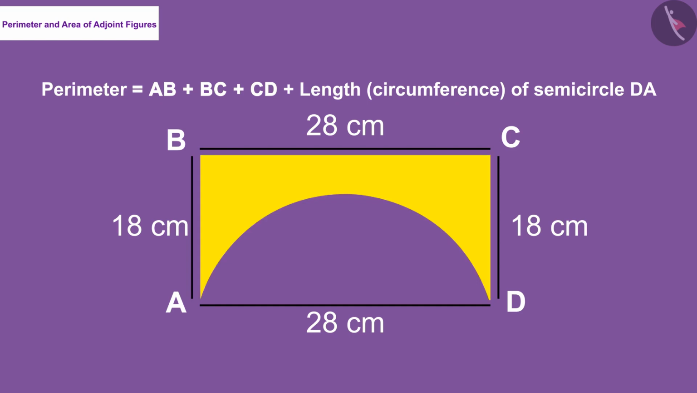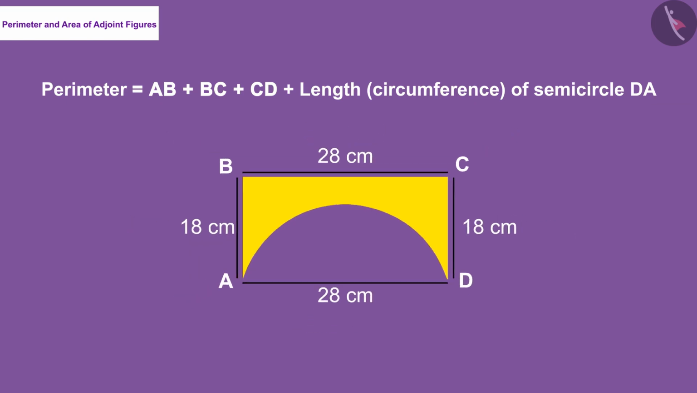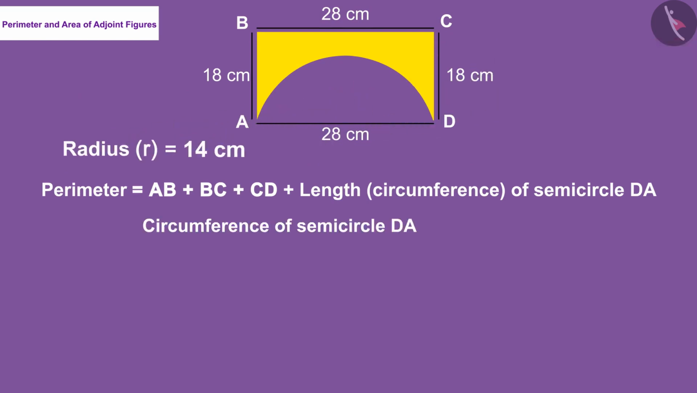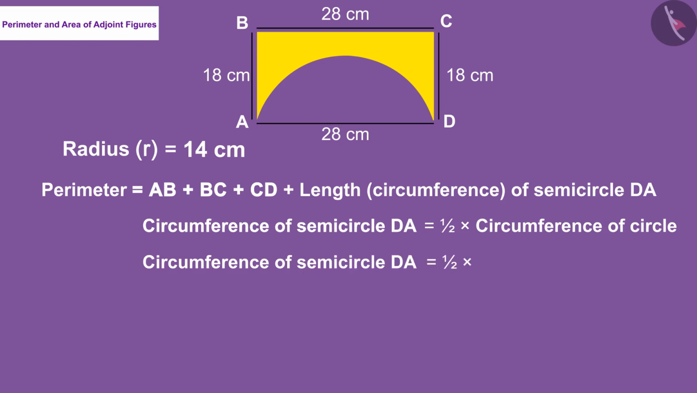But how do we find the circumference of a semicircle? Well done. The circumference of the semicircle DA can be found by the circumference of the circle. Here, the value of radius will be 14 cm. We can see that the circumference of the semicircle DA will be half the circumference of the circle, which is 2 times pi times radius. Now let's substitute the values.